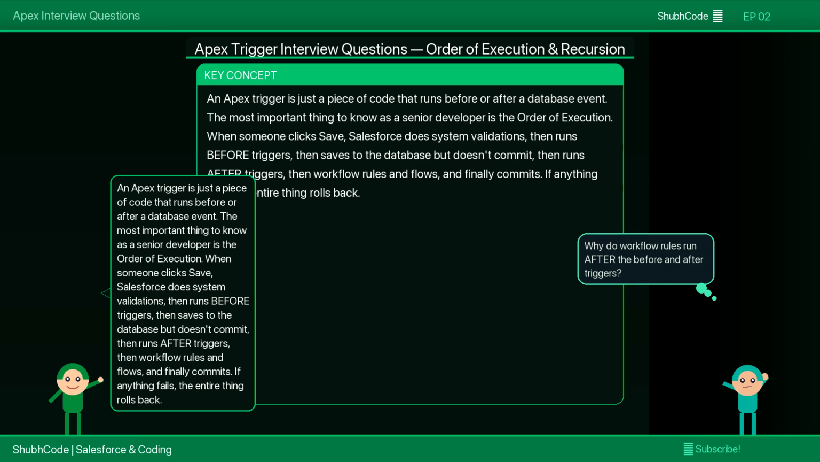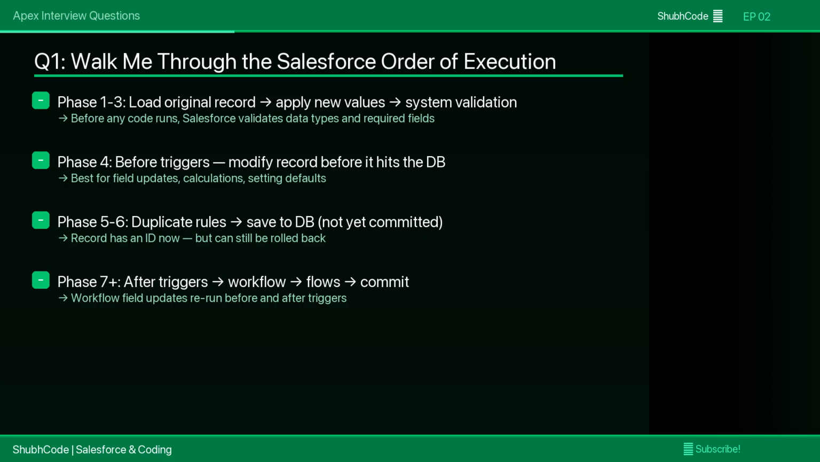Now you might be wondering, why do workflow rules run after the before and after triggers? This is the most common senior Apex trigger question and the most important to get exactly right. Interviewers listen for specific phases and they notice if you skip any. Here is the complete order.